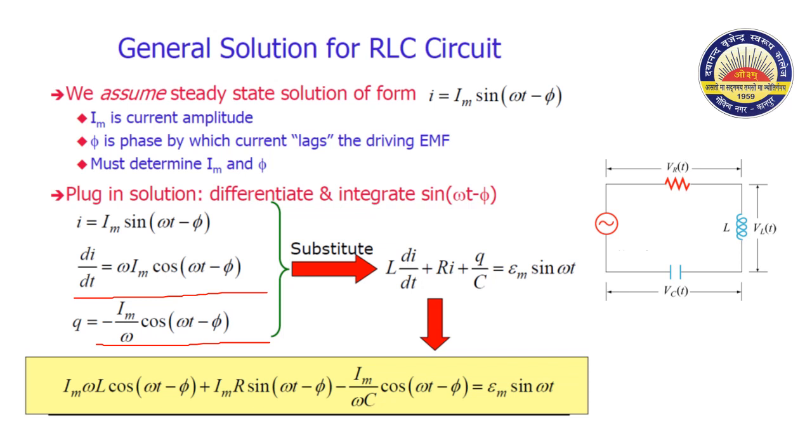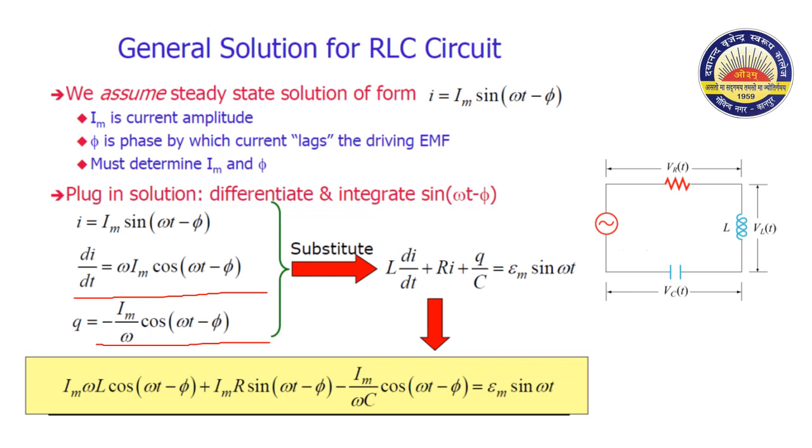As we know, VR is equal to IR, VL is equal to L di by dt, and VC is equal to Q by C. So the sum of all three voltages will be equal to the applied voltage. Here we have written the applied voltage equal to epsilon m sin omega t, where epsilon m is the voltage amplitude.